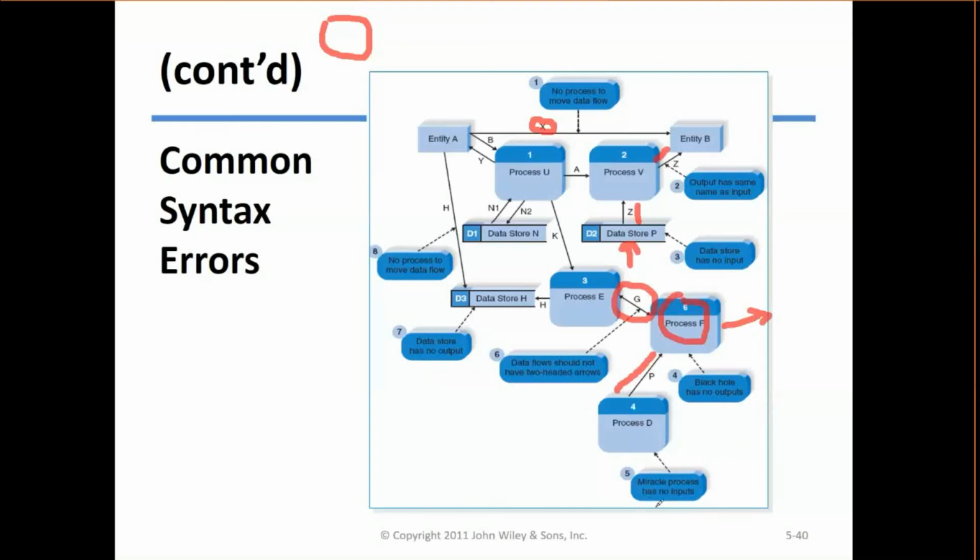This one is again a miracle: process 4 doesn't have any input and it's generating output. Without any input it's generating output. It's a miracle. Mistake number six: this arrow is bidirectional. It should not be two-headed. Mistake number seven: the data store has no output. Data is coming from here and from here and it doesn't generate any output. So it is a black hole, right?